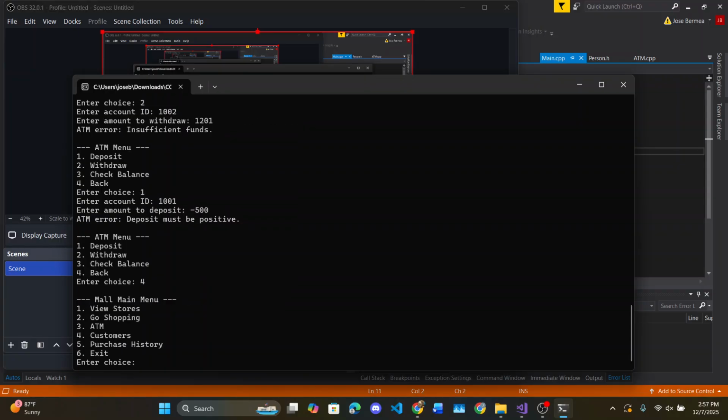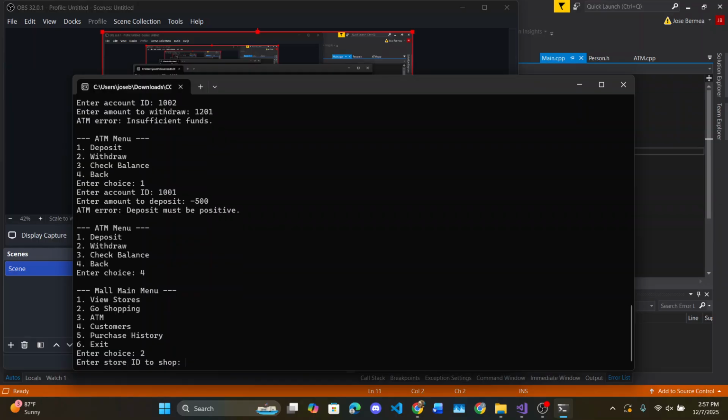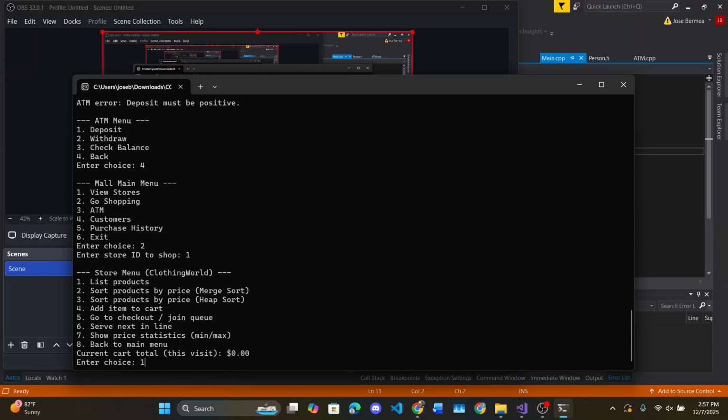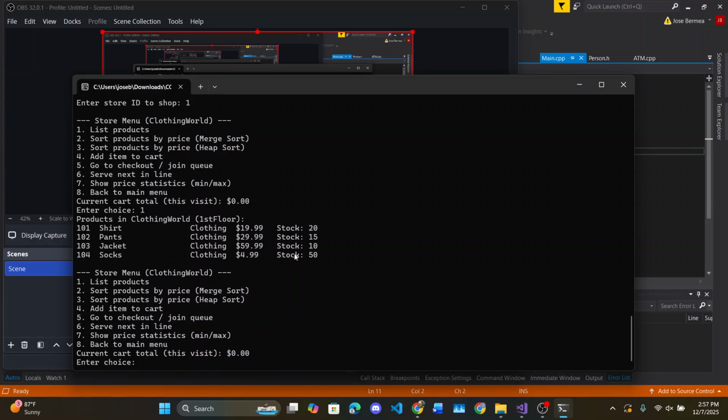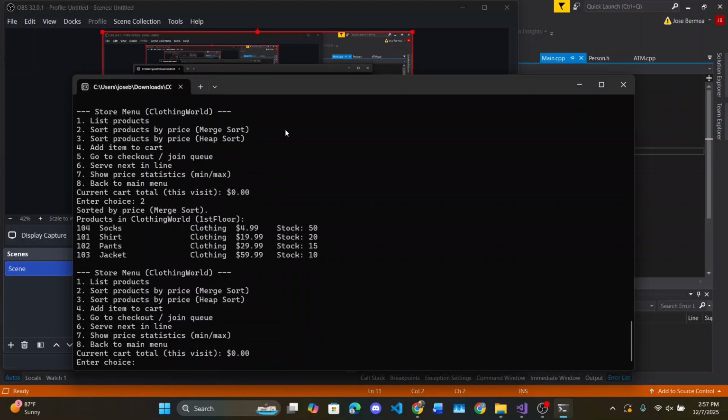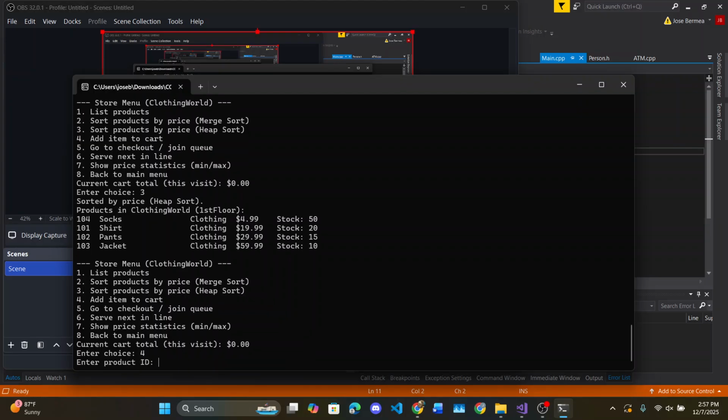Okay, let's go back and let's actually go to the store. Let's go to the clothing store first. We can list the items. There they are. We can also sort the items. Now they're sorted. We can also do heap sort, but since we already sorted it with merge sort, well, they're already sorted.